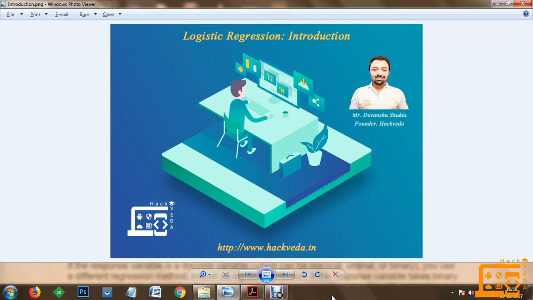Welcome. In this session, we are going to understand logistic regression. We are going to introduce logistic regression with R programming in this session.